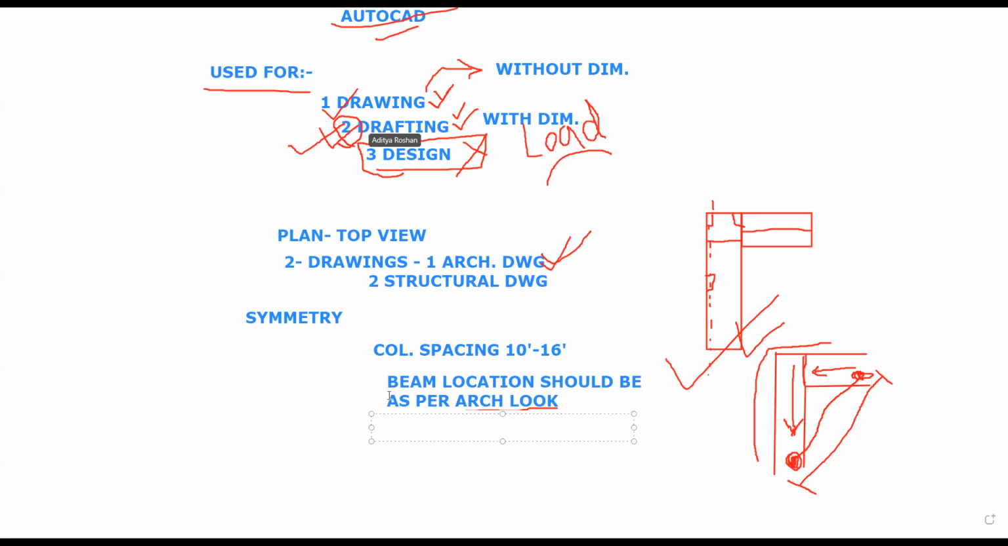Next part, after doing this column spacing and this beam location, alignment of column should be the same as far as possible.